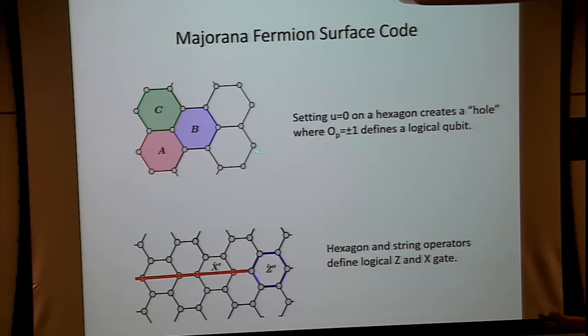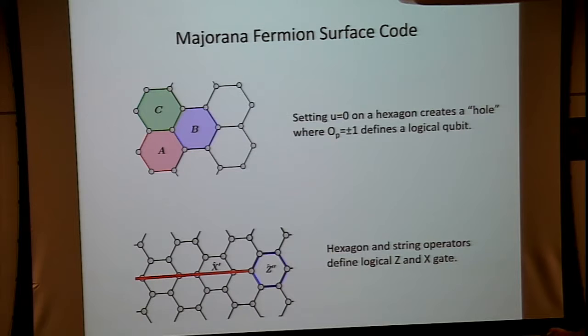So the idea is the following: if we set the interaction, this term in the Hamiltonian, to be 0 on certain hexagons, that essentially creates a hole. Basically, initially there's an energy penalty for flipping any of the hexagons. But for now, let me imagine that I turn off the energy penalty on certain hexagons, that effectively creates a hole. And then in that case, the hexagon eigenvalue can either be plus 1 or minus 1. They're now energetically degenerate, and that defines a logical qubit.